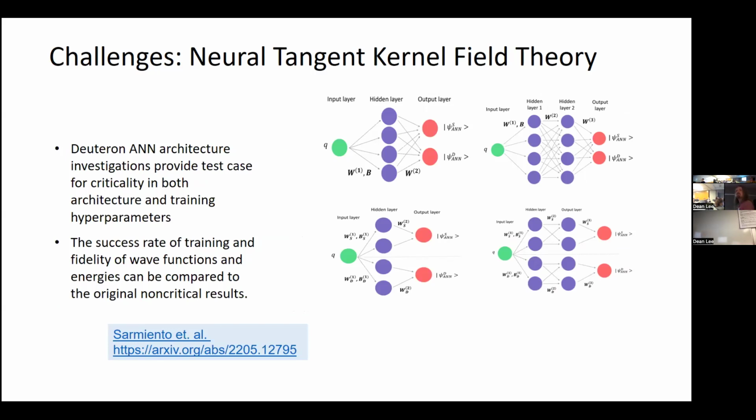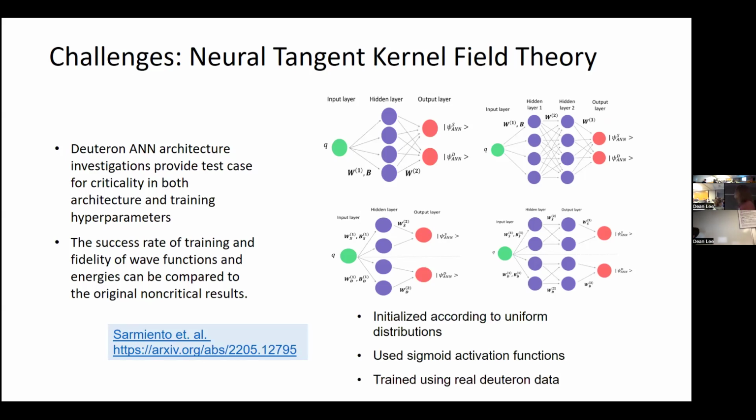So I'm trying to apply this to the Deuteron wave function case, specifically because these guys are looking at different types of architectures and seeing what works, but they're also initializing according to uniform distributions instead of Gaussians. They're using sigmoid activation functions, which don't have a fixed point. And they're also using real Deuteron data to do the neural network quantum state learning. So it provides a really nice test bed of what if I did the same experiment and compared it against their results, but with the stuff that's influenced by my perspective from the field theory analysis.